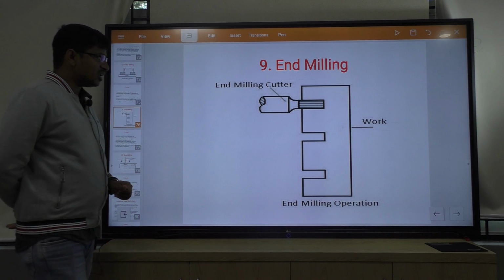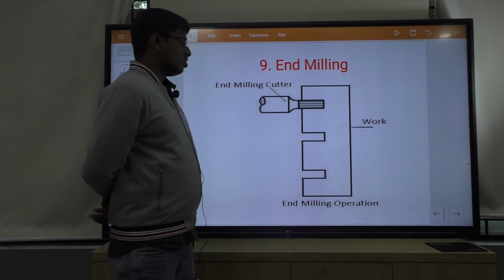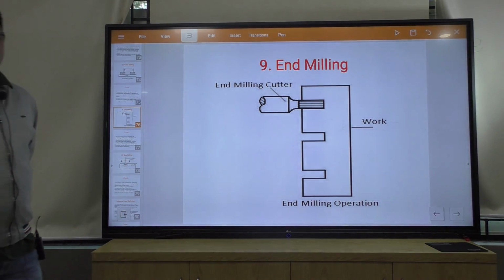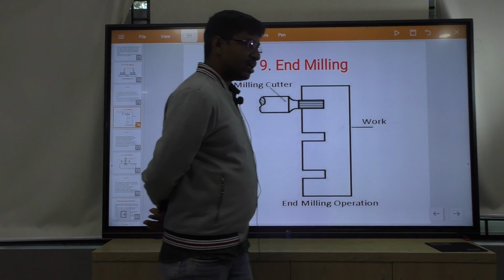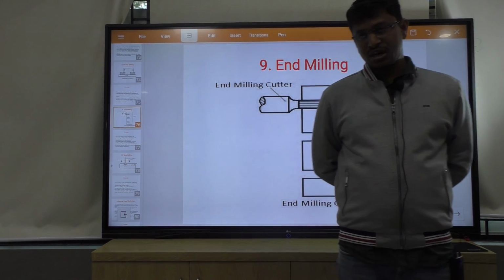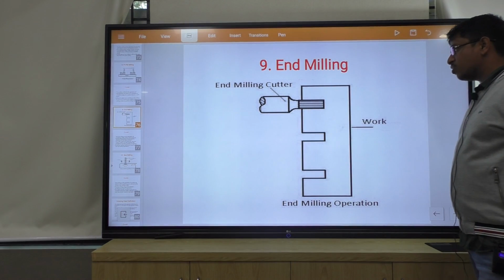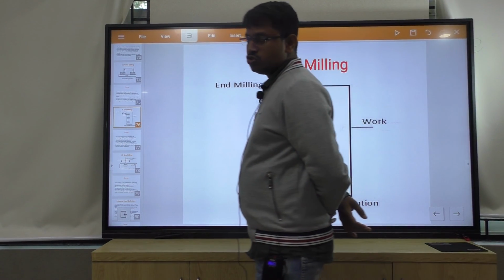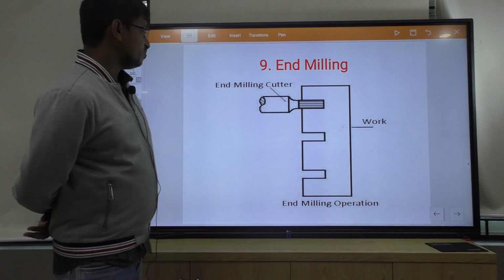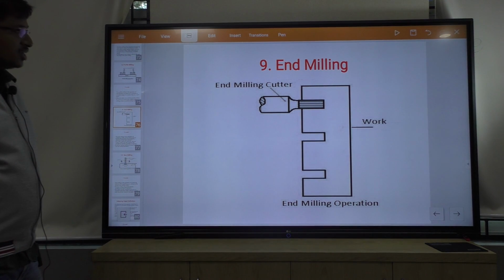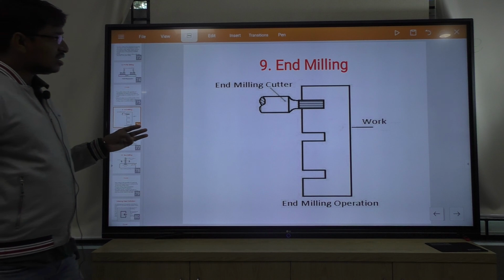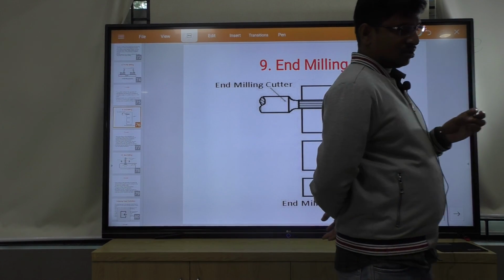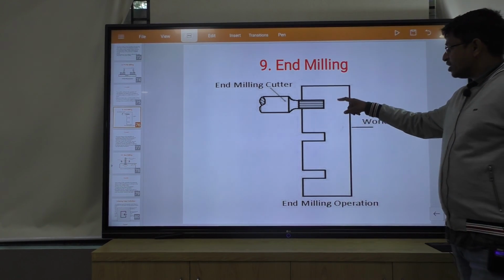Then next is the end milling cutter. What do you mean by end milling? To produce flat surfaces on any plane, in a horizontal plane, vertical plane or angular plane, end milling is used. End milling combines both operations, peripheral milling and face milling.